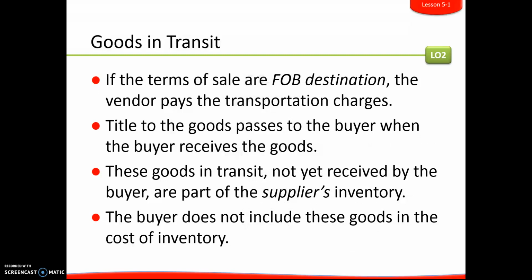If the terms of sale say FOB destination, which is free on board destination, then the vendor pays for the transportation charges, meaning the person that we're buying the merchandise from. And so then the title to the goods doesn't pass to the buyer until the buyer actually receives them. So those goods would be considered as part of the supplier's inventory and not as part of ours.